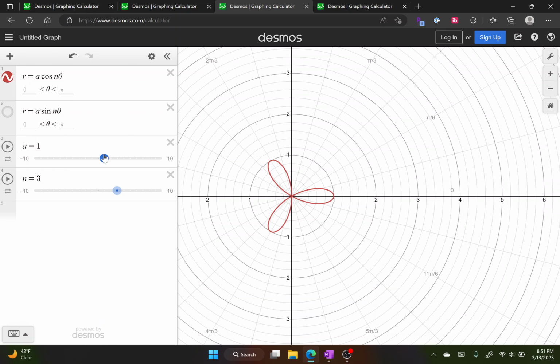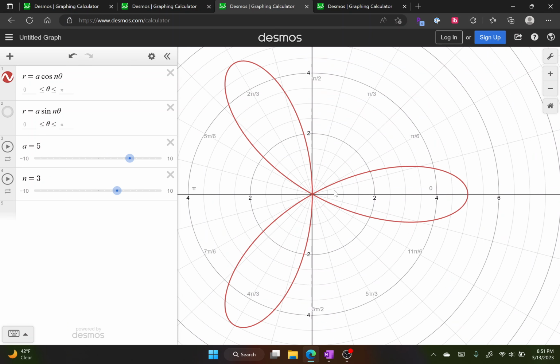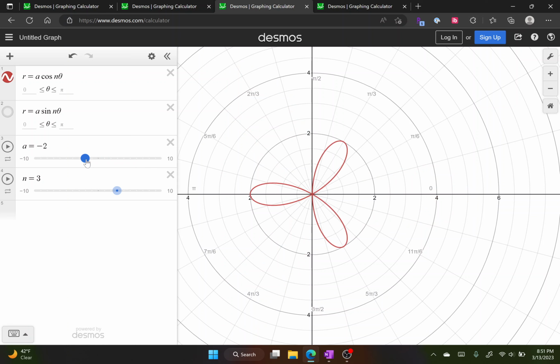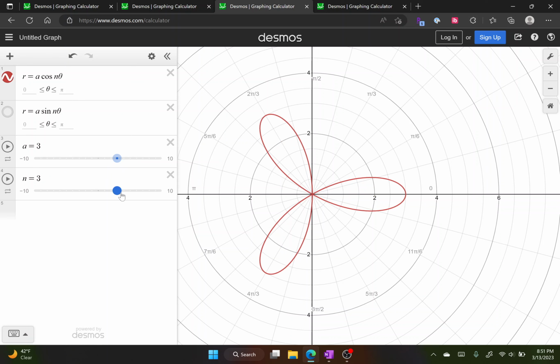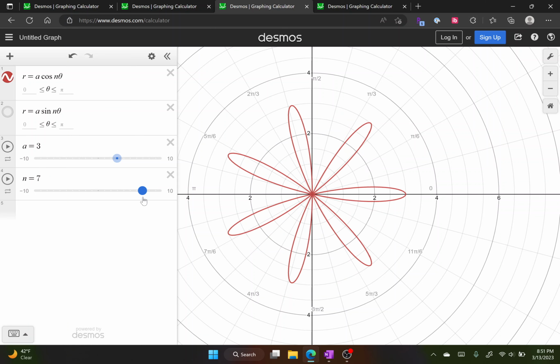Okay, nice and easy. We change that petal length from a is 1, 2, 3, 4 or 5, and that's just how long each petal is. And then if it's negative, it's just going to cause a reflection over the y-axis, or the x-axis if we are talking about a sine graph. This is going to work out in this pattern for any odd value for n. So if n is 7, there are going to be 7 petals.